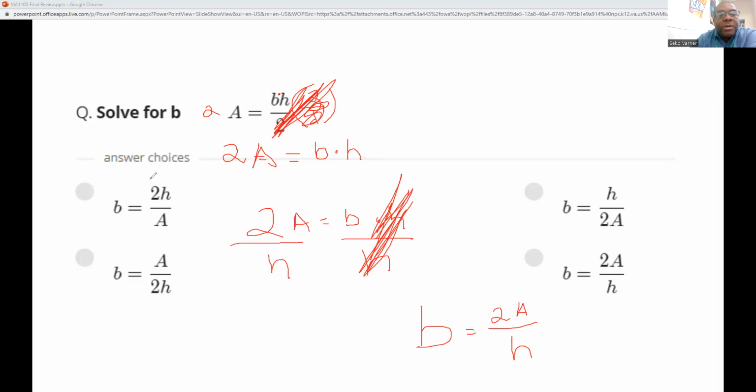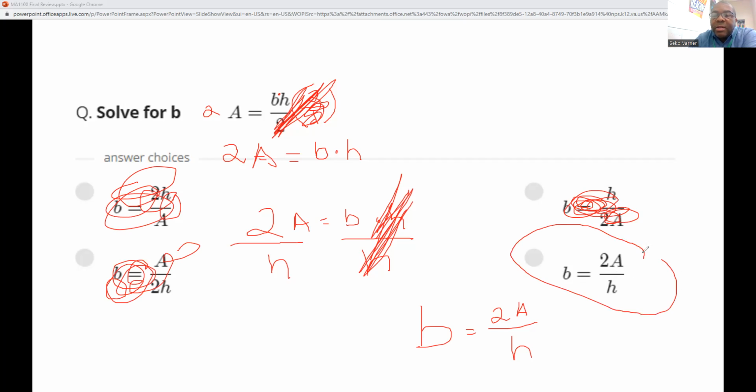All right, so B equals 2H divided by 8? No, I have H on the bottom, so it's not this one. B equals A, but 2H, that's wrong. That's not what I came up with. B equals H over 2? No, I don't have H on the top. B equals 2A over H. This is it.